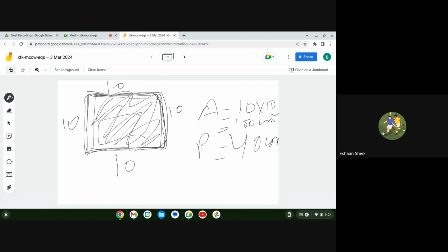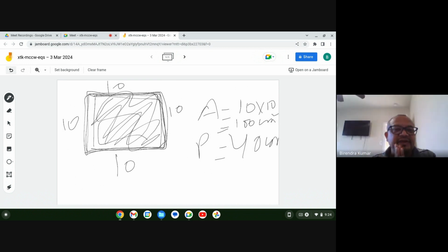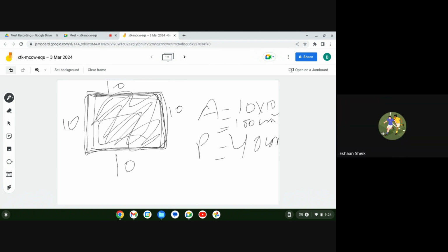Okay, you can relate it now, right? Okay. So see, this is the difference between area and perimeter. This is what we saw. Area is nothing but the space taken by that particular shape.